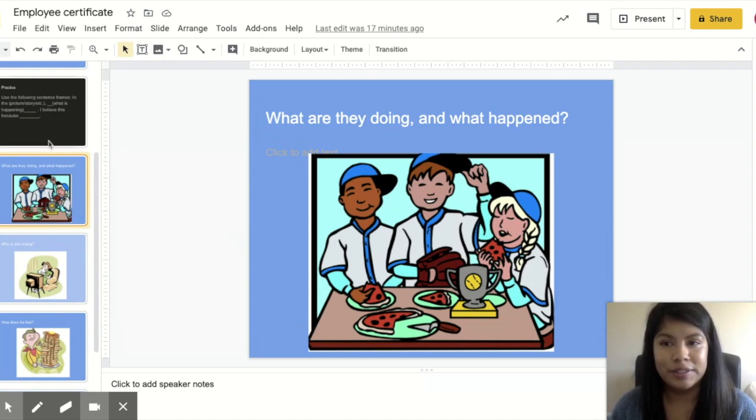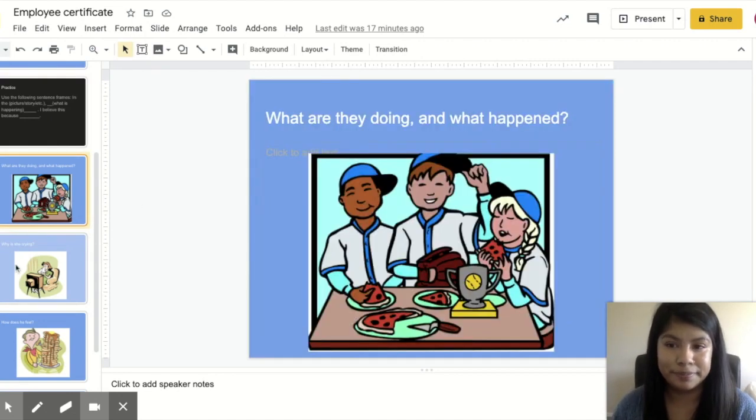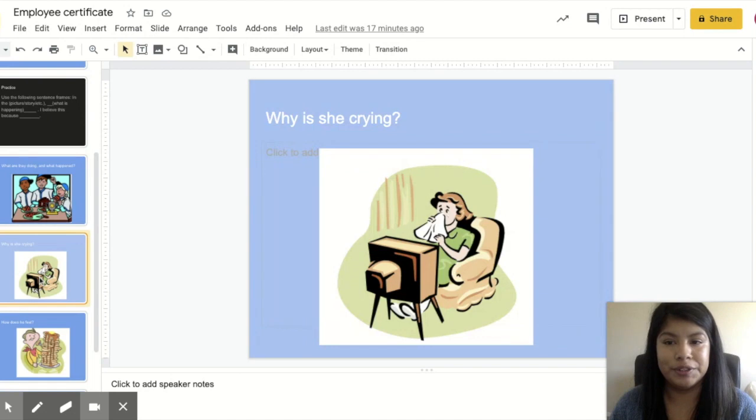Do you see how I took this picture, looked at what was going on, and then used the sentence frame to explain my reasoning? We're going to do that with a few more pictures.